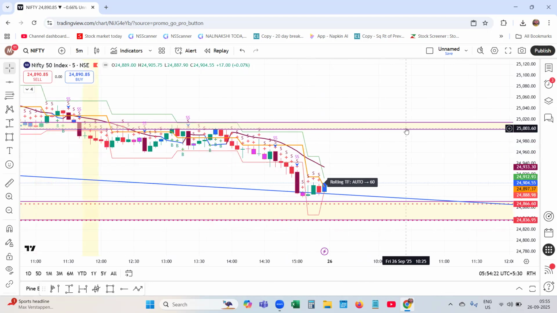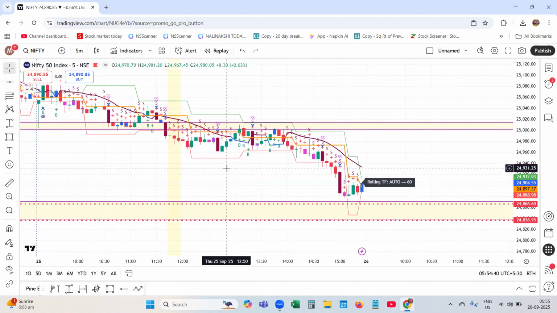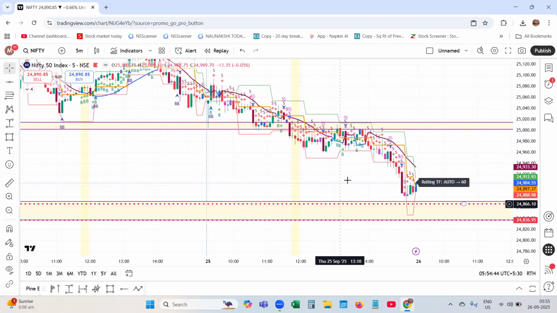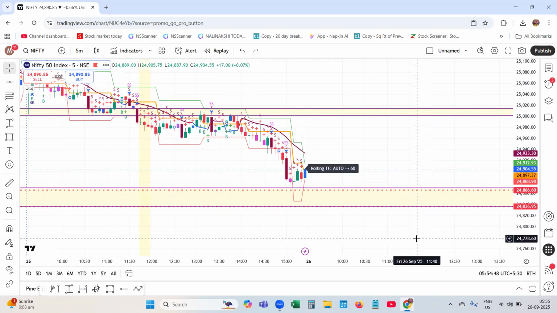So I have made the boundary. I have marked the boundary here, down and up. Only if the price goes below, then the continuation of the sell, or if the price goes sideways, on an option trade you will not have any trading opportunity. Every day will not be a trading opportunity for the index.